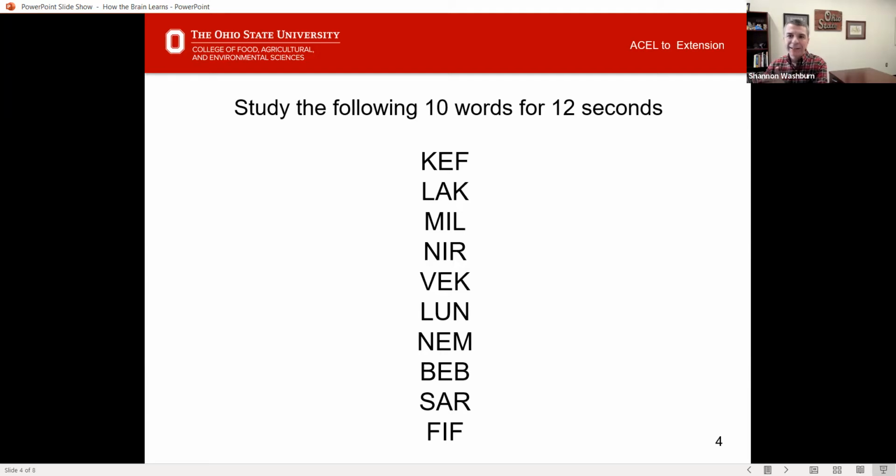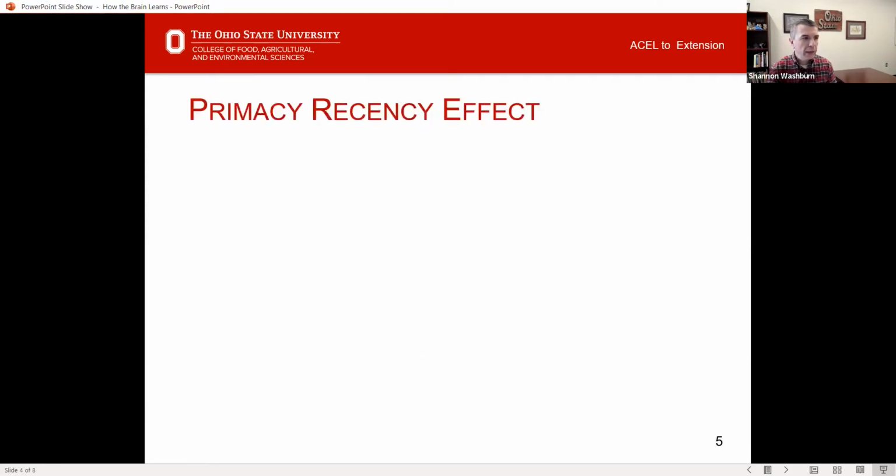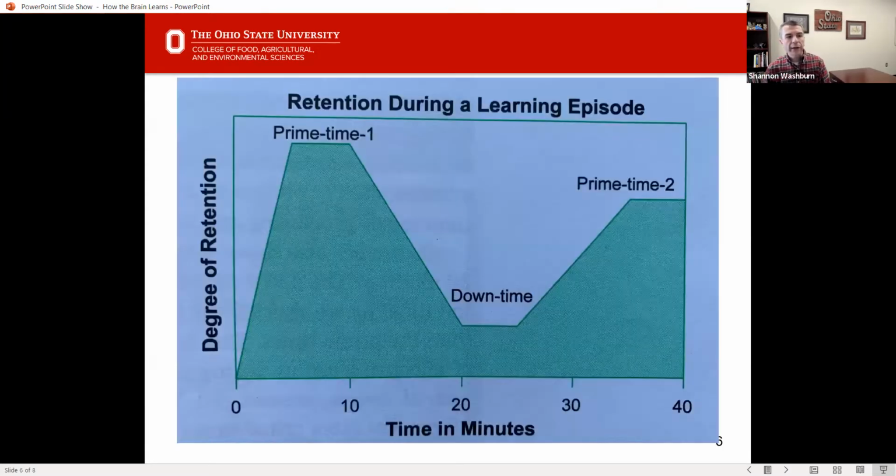And the last 10 minutes or so, the most recent ideas shared, will be the second most likely to be retained. And in the middle is what is often known as downtime. The segment in the middle is what you are most likely to be most fuzzy about, okay?